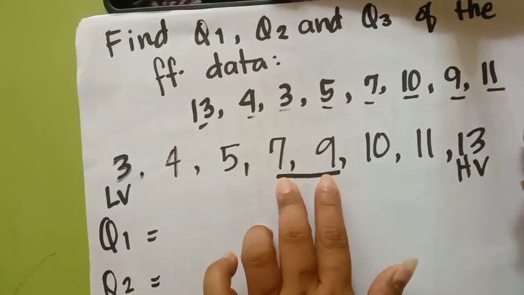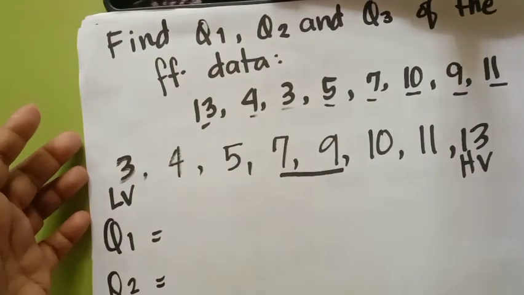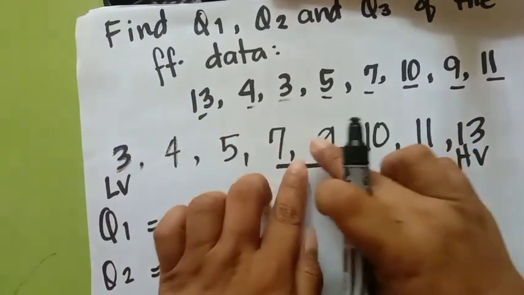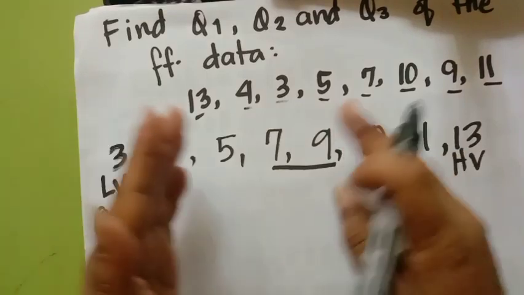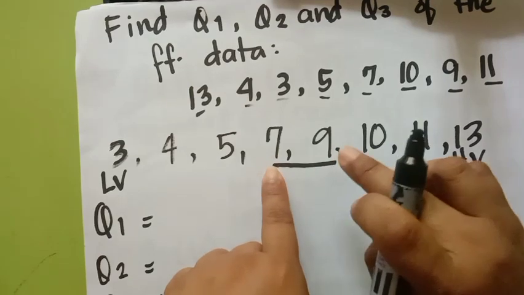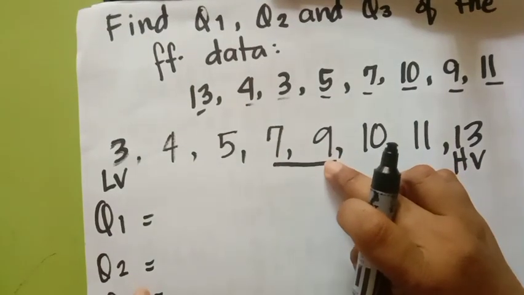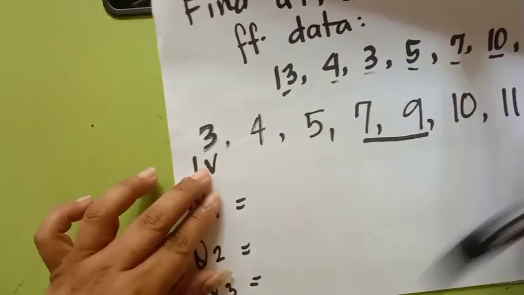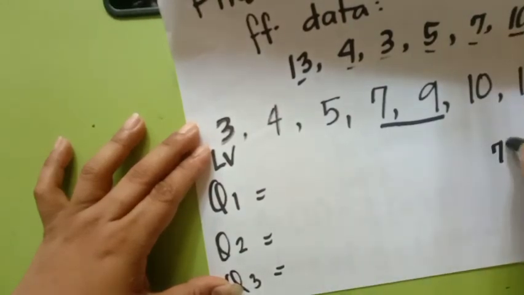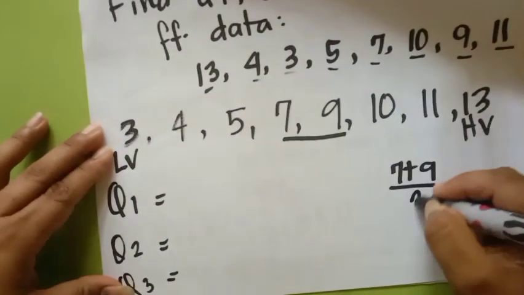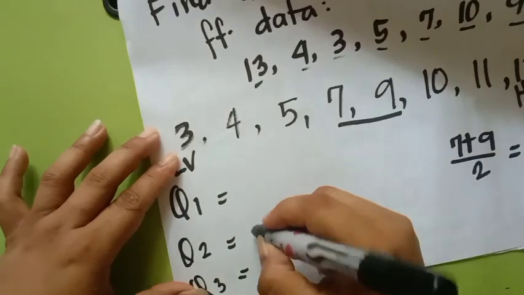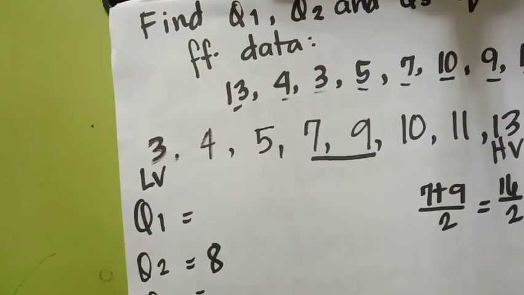So, kung dalawa yung value na nasa gitna, paano natin nasabi na dalawa yung value sa gitna? Simple lang naman. Kung 8 siya, pag hinati mo yung 8, tig-4 yung magkabilang lower half and upper half. So, yung nasa pagitan is yung 7 and 9. So, yung gitna ng 7 and 9, that is our Q2. 7 plus 9, divide by 2. 7 plus 9 is 16. 16 divided by 2 is 8. So, our Q2 is equal to 8.